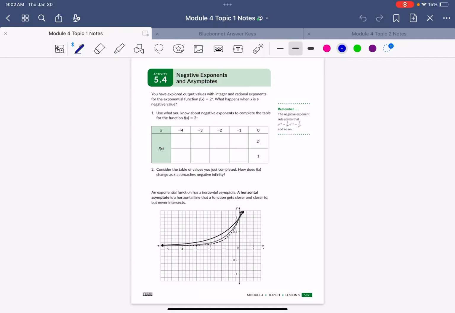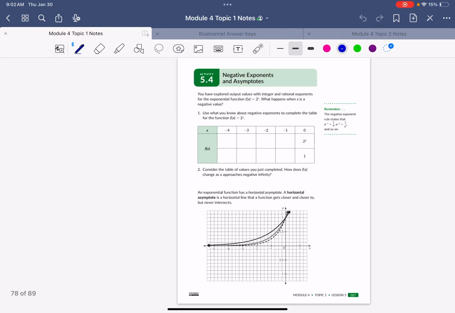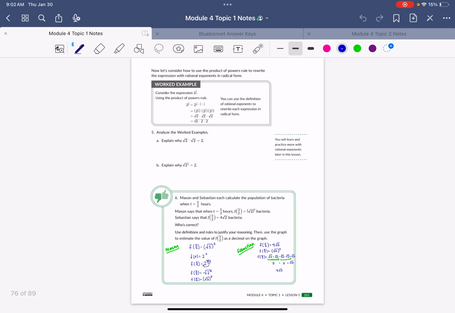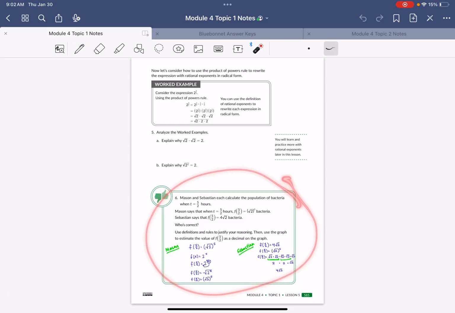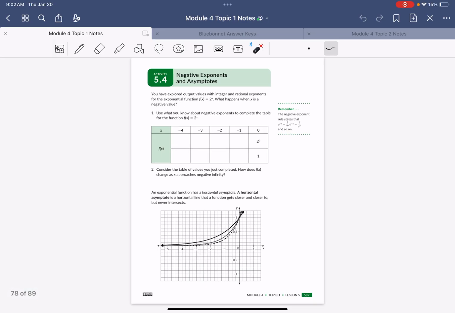All right, hi guys. So we're gonna pick up lesson 5 where we left off. The last thing that we did was we talked about Mason and Sebastian last class. So we're going to pick up at 5.4.